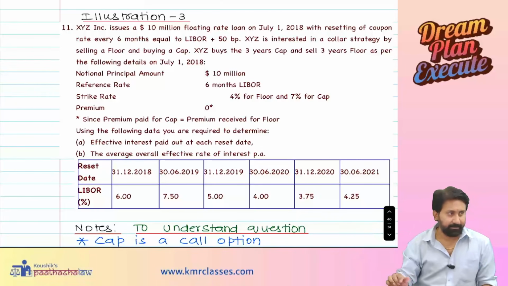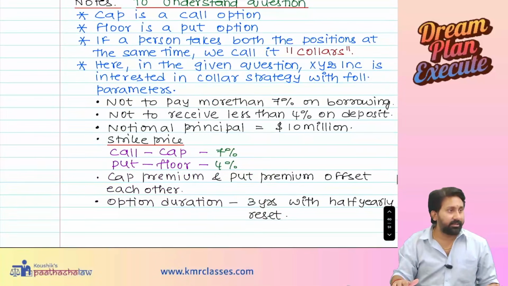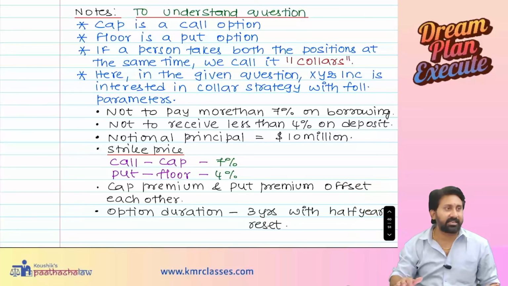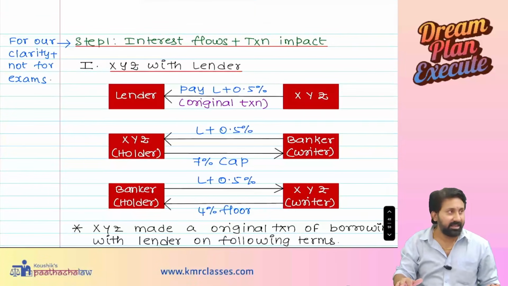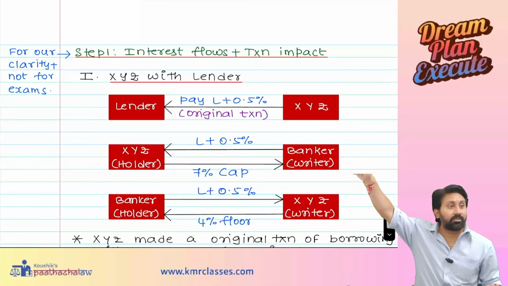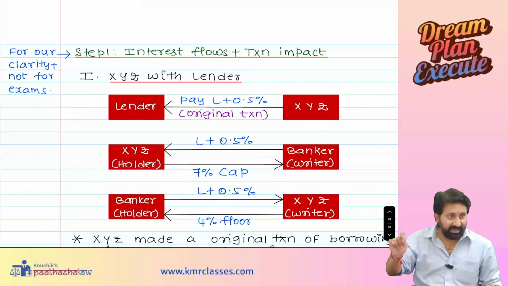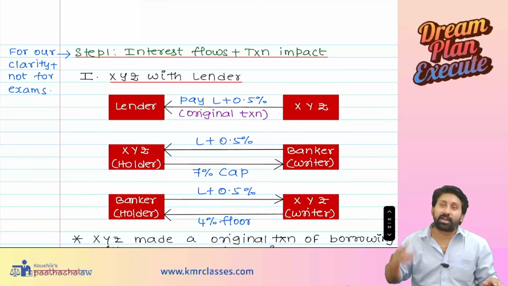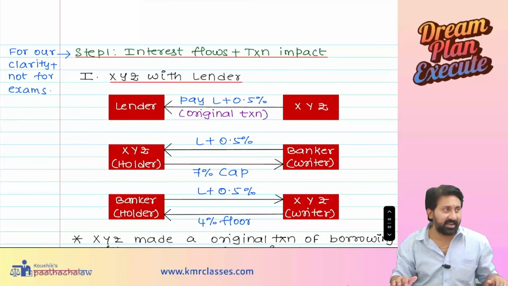See the case notes. To understand the question, these are all the preliminaries, and without clarity on this, you can't understand this question. And you know how the institute's answers will be. Step 1, interest flows and transaction impact. That's on the left side, for our clarity and not for exams. Step 1 is only for your understanding and preparation stage. In the exam you need to start directly with step 2. But step 1 is the heart and core of this entire discussion.